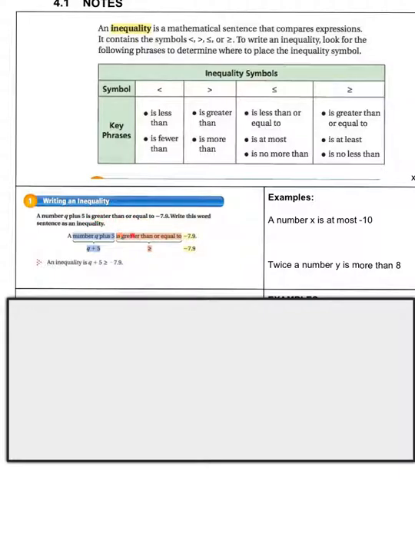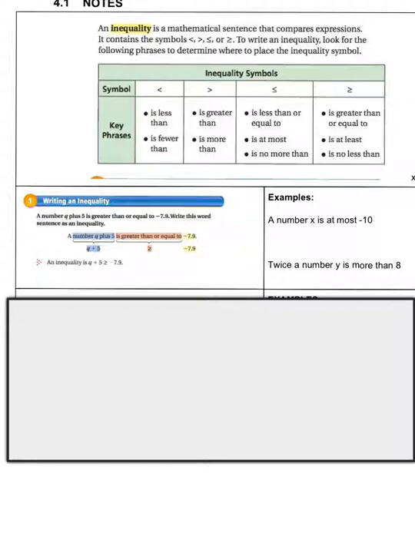I might not know what inequality symbol to put, so I simply would use my chart. Is greater than or equal to. So I know that I need to put in this symbol, which they did. And it's negative 7.9, so that is what goes on the other side of our inequality. Setting up or writing an inequality is pretty easy if you use your chart.